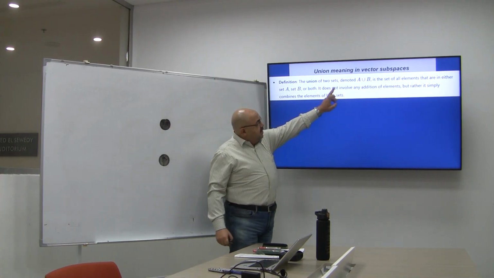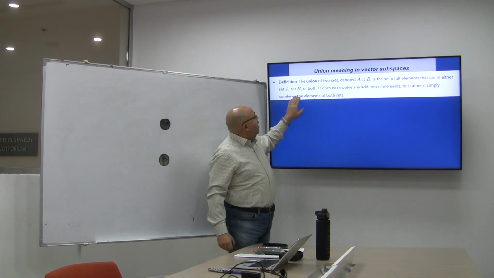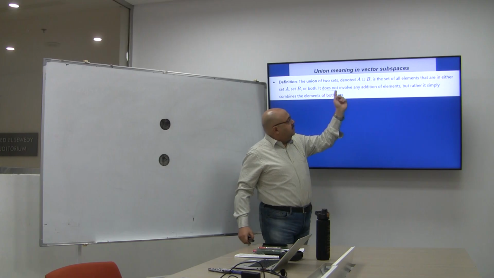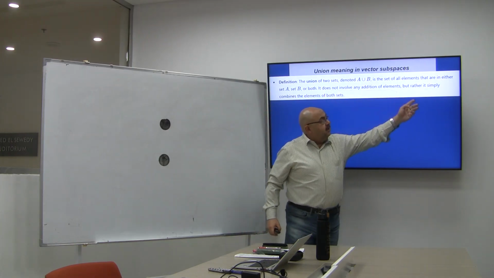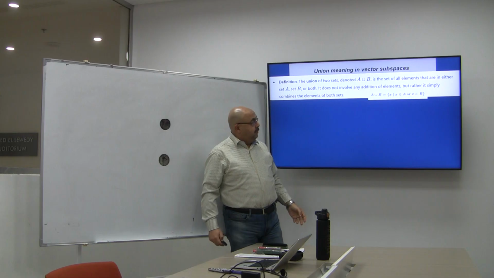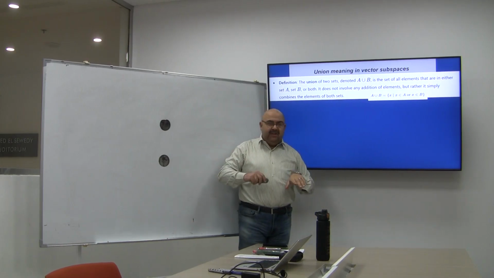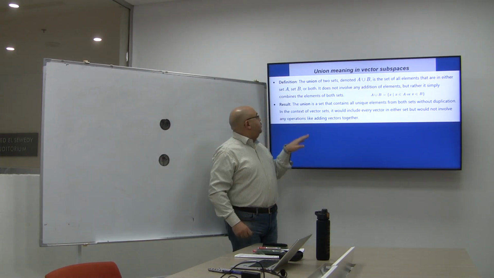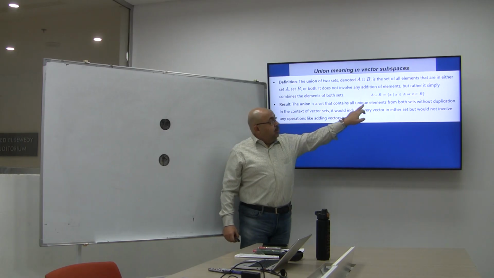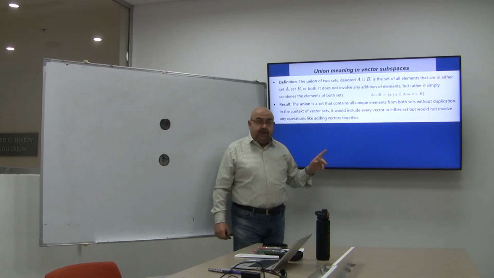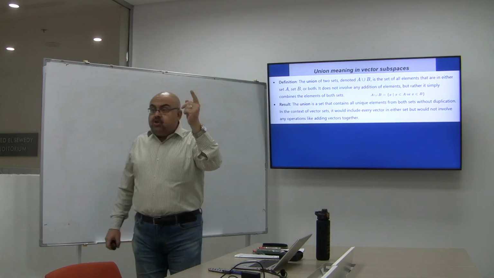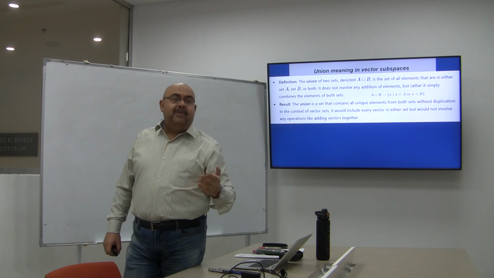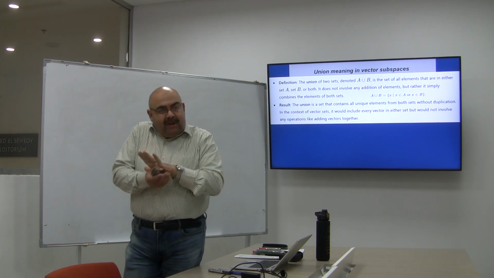Definition: the union of two sets, as I told you, is the set of elements that are in either set A or set B or both. It doesn't involve any addition of elements, but rather it simply combines the elements of both sets together. So it's just adding the elements, but it's not producing new elements due to an addition process. The union is a set containing all unique elements from both sets without duplication. This is why, in general, once you try to get a union in probability, you have the probability of A plus probability of B minus the probability of their intersection, to avoid the duplication of elements. Okay.